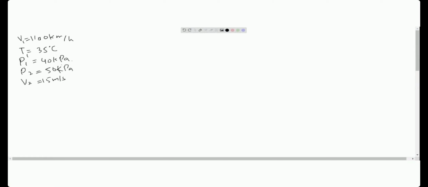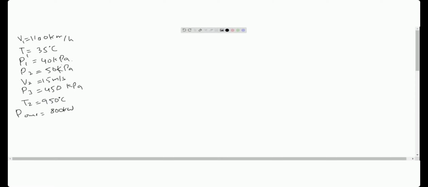And combustion gases enter the turbine at 450 kilopascal. This is pressure P3, that is 450 kilopascal, and temperature T2 is 950 degrees centigrade. The turbine produces 800 kilowatt of power, all of which is used to drive the compressor.